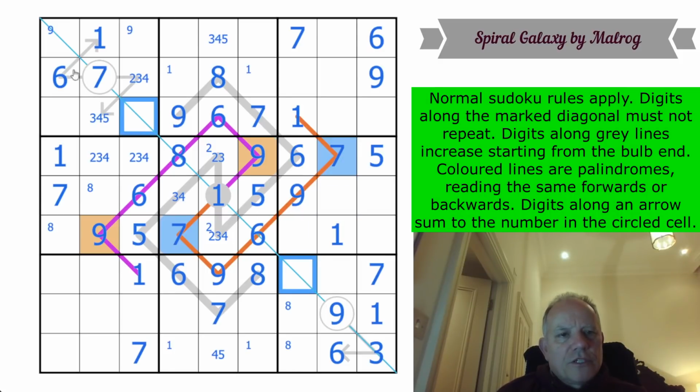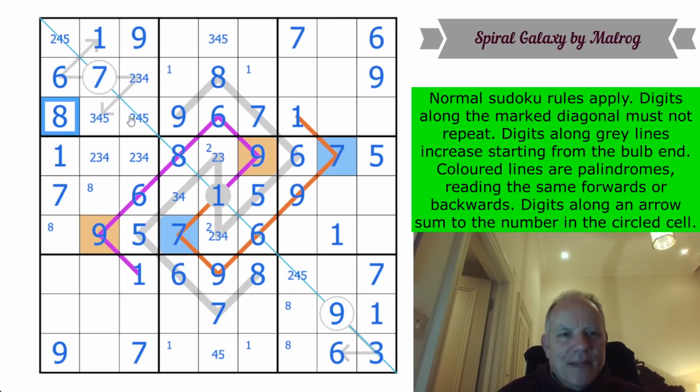So we've got 2, 4, and 5 to place. Oh yes, the 9 on the diagonal fixes this to not be a 9. So we get the 9 there. There's the last 9 in the grid. So that's all the 9's done. Now, 2, 3, 4, 5. So 8 goes here. It's the only place left for it.